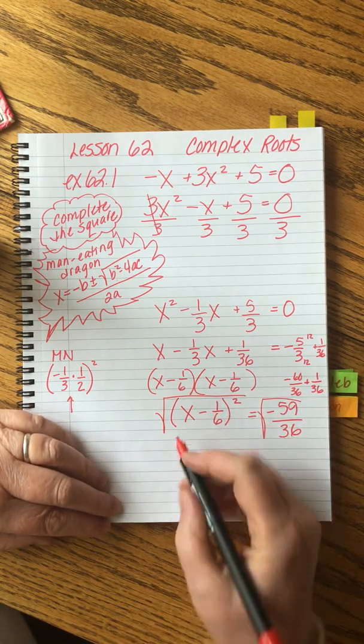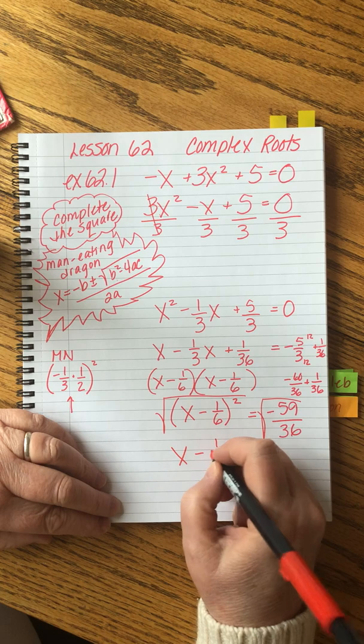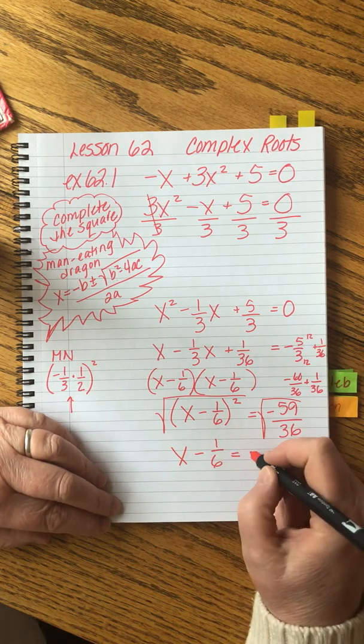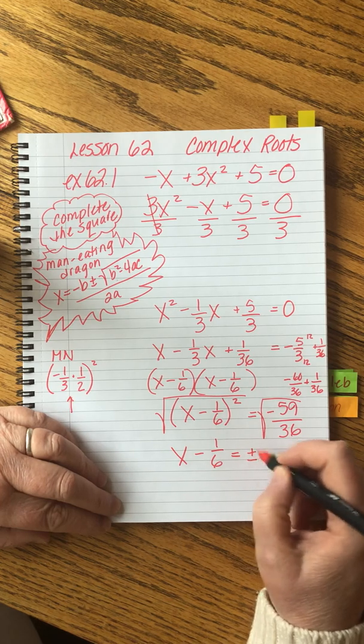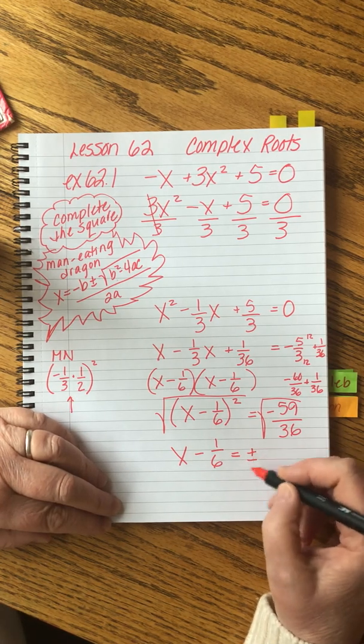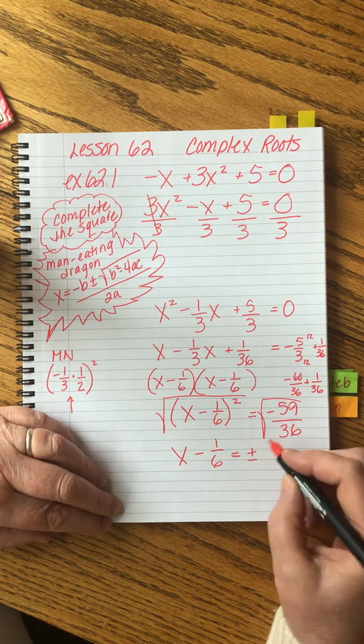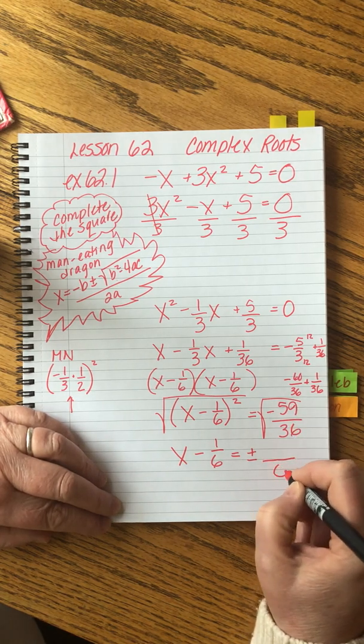That makes everything happy over here. x minus 1 over 6 equals, now we know it's going to be plus or minus. We better write that in right away. I just taught the Algebra 1 kids about that. The top we can't help. The bottom's a perfect square, so we can fix that right away. So I'm going to put it over 6.